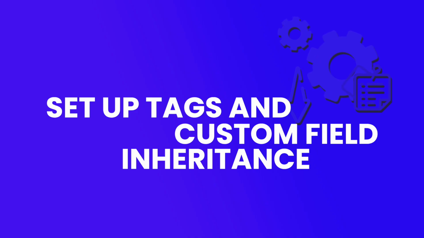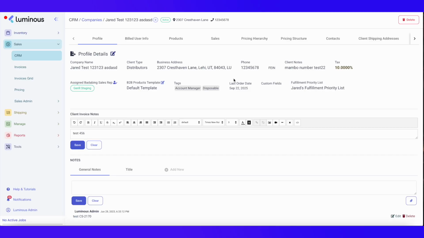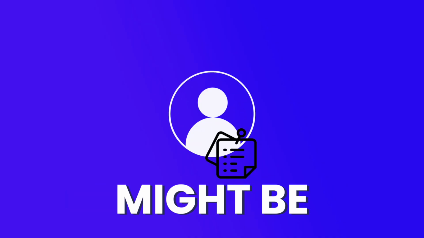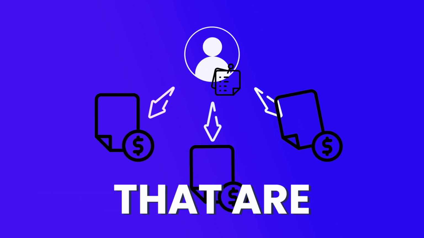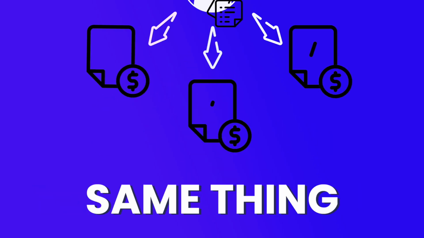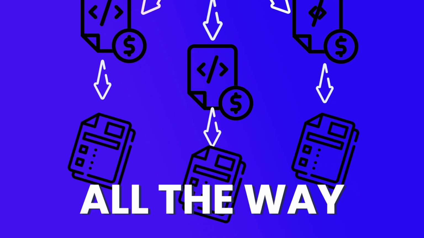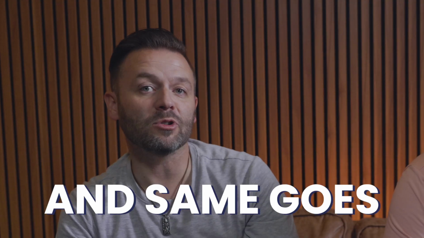Next, we have set up tags and custom field inheritance, which essentially means if tags and custom fields exist on certain objects, they will be inherited down to other objects. A good example would be custom field detail might be on a client and it will get transferred to sales orders that are created by that client. Same thing with certain tags, and it can get passed all the way along so you don't have to keep adding them. Sometimes there's just little details of how something needs to ship. If we put it on a client, you can now let those details pass along. And same goes for custom field.